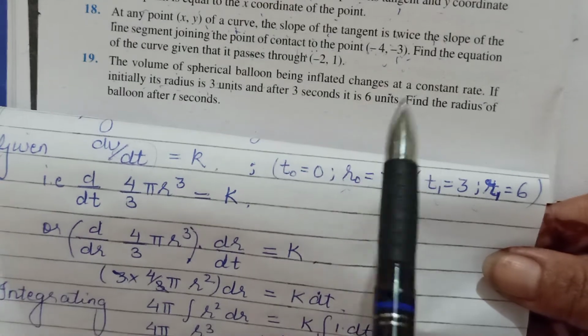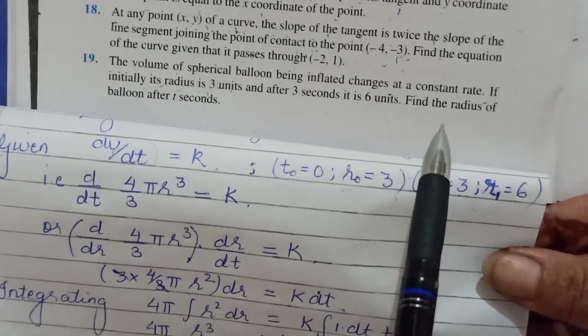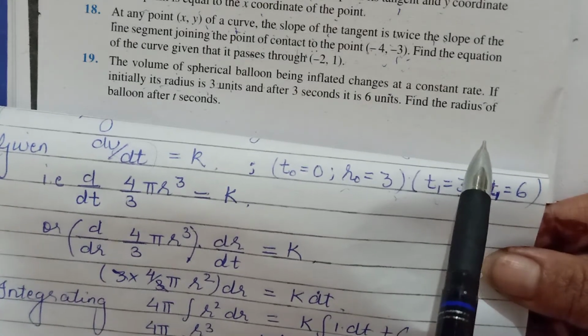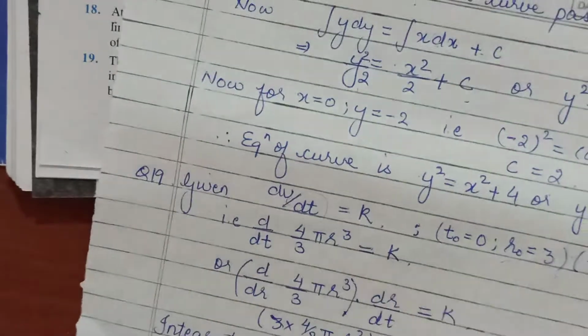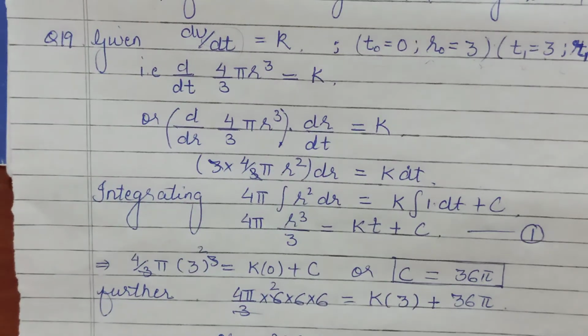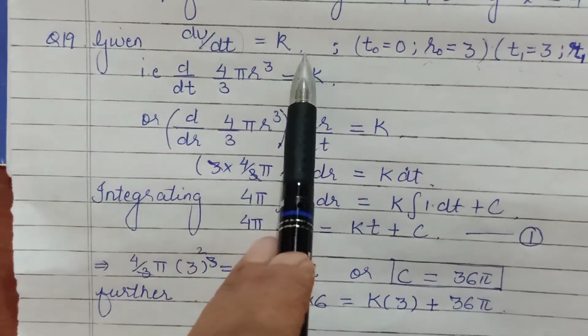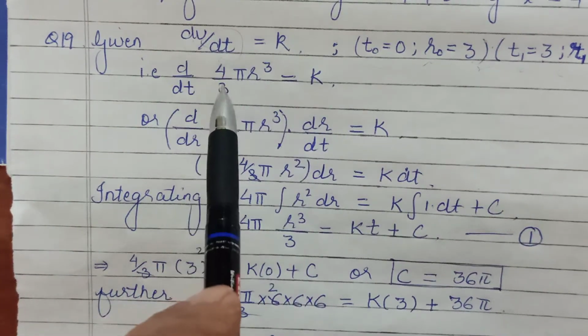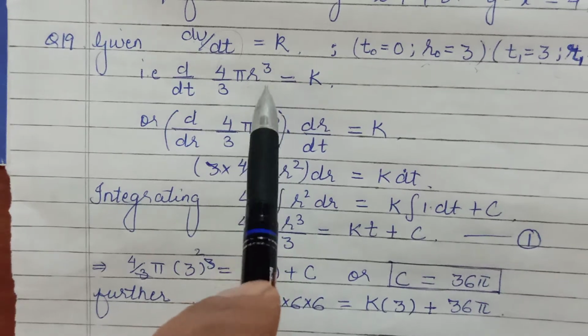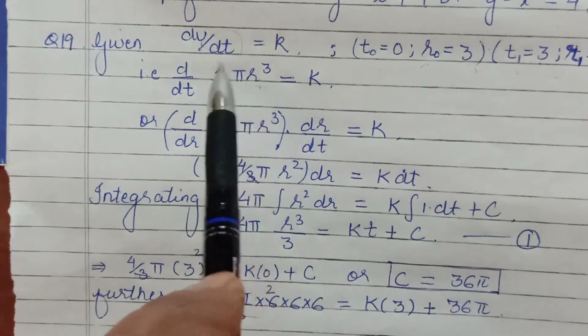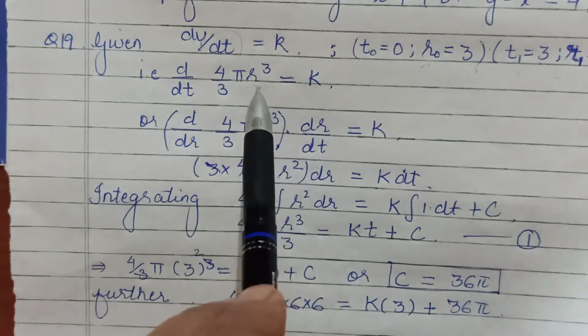So we have to find a relation between radius and time. From what was given to us, we have to find r in terms of t. dV by dt is equal to k was given to you, and V's formula we know is 4 by 3 pi r cube, because we have to involve r, to bring a relation between r and t, so r should be in the function.